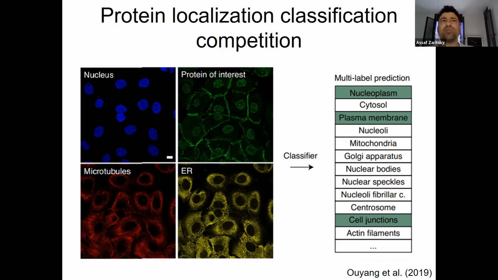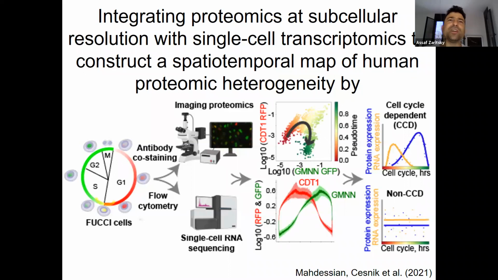So you have labels of this protein. You can see that it's located to cell junctions, and it's also a little bit in the plasma membrane. So in the classification task, you get a protein of interest and the landmarks, and you need to give annotations of where it is localized within the cell. And you can use this type of readout to make new discoveries.